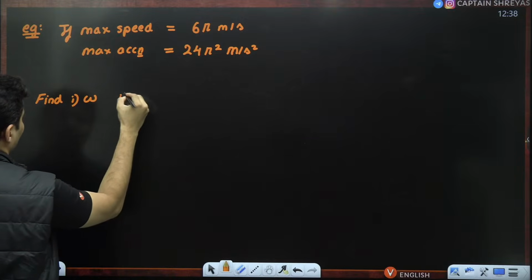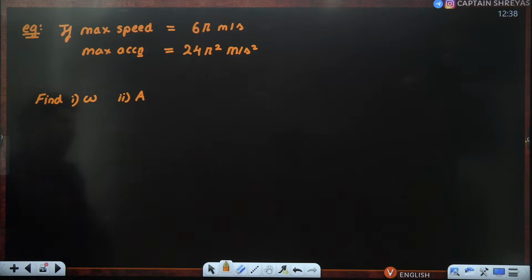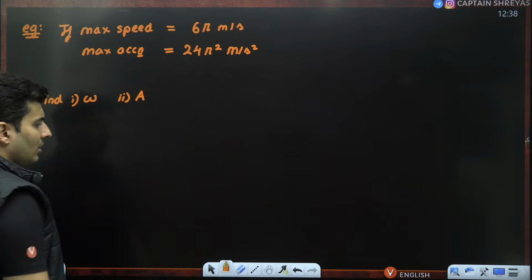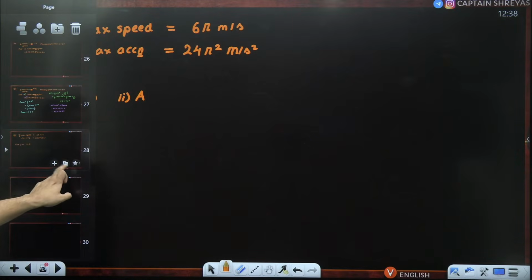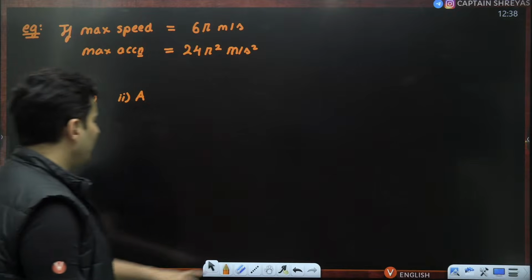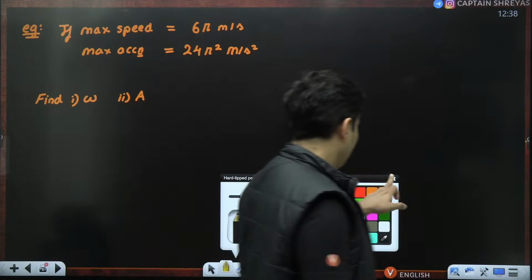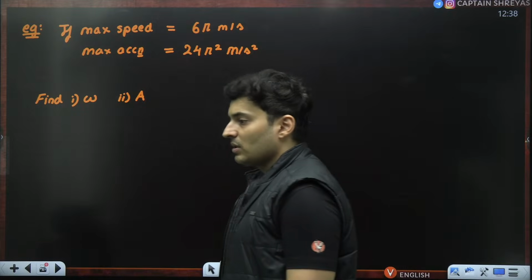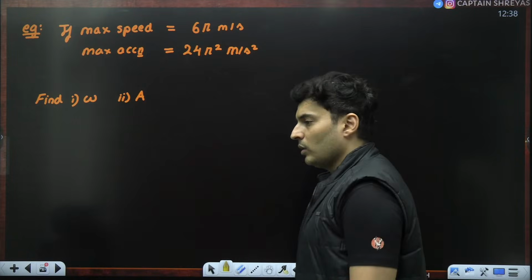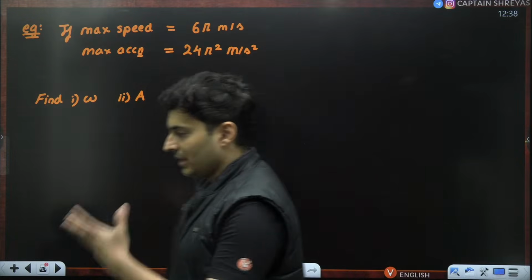Can you also find the amplitude of that particular particle? Can you find omega and also find the amplitude of that SHM? Maximum speed is given, maximum acceleration is also given. Find omega and also find amplitude. Let's see if we can do this.